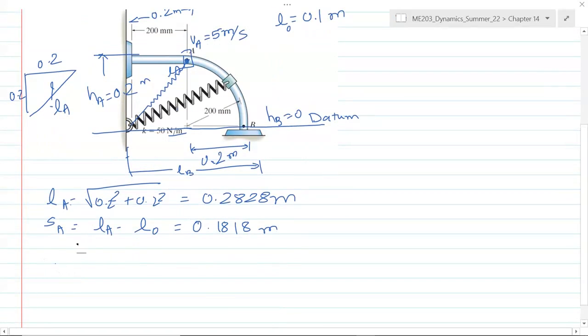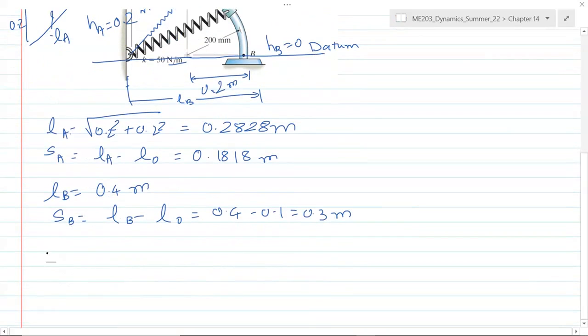Step number two, same for LB, which is very easy. It's all the way from here to here. So that is 0.2 plus 0.2, so 0.4 meters. And SB is LB minus the original or unstretched length of the spring. And that's 0.4 minus 0.1, which is equal to 0.3 meters.